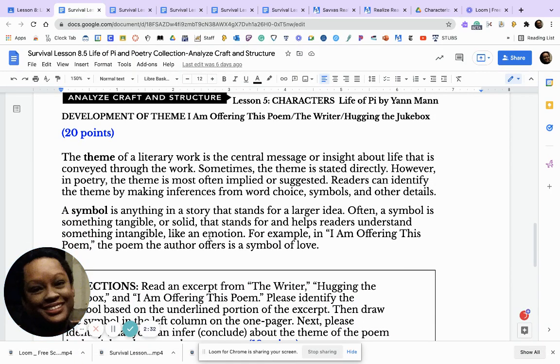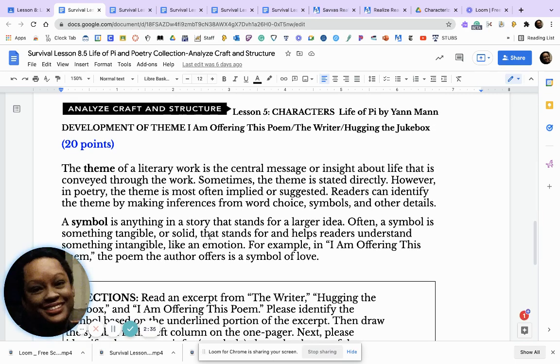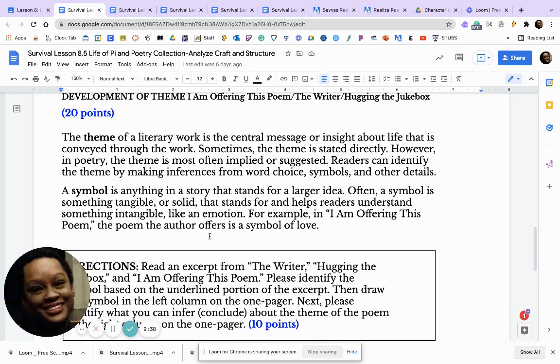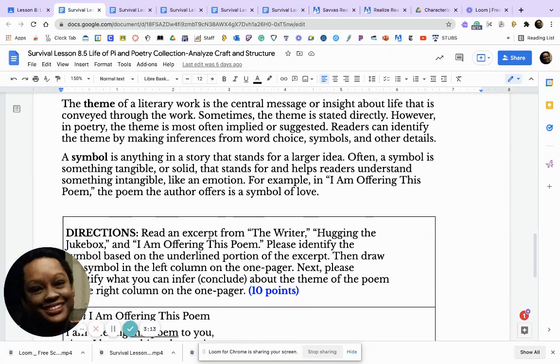Okay, so now what I want you to do is I want you to look at the poetry collection. The theme of a literary work is a central message or insight about life that is conveyed through the work. Sometimes the theme is stated directly. However, in poetry, the theme is often implied or suggested. Readers can identify the theme by making inferences from word choice, symbols, or other details. A symbol is anything in a story that stands for a larger idea. Often, a symbol is something tangible or solid that stands for or helps readers understand something intangible, like an emotion. For example, in I Am Offering This Poem, the poem the author offers is a symbol of love.